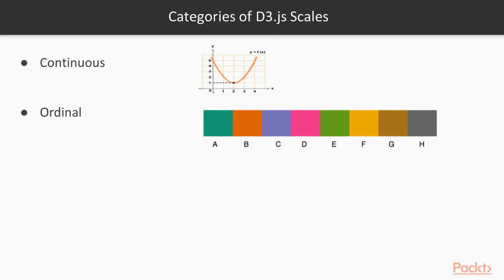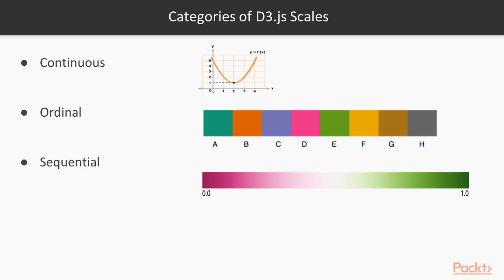Another common type of D3.js scale are the ordinal scales. Ordinal scales map a discrete set of input values to a discrete set of output values. A very common use of ordinal scales is mapping values to colors. This is demonstrated here by this quick picture of mapping these letters into a different color for each letter. Another type of scale are the sequential scales. Sequential scales are similar to continuous scales, as you can pass in any rational values into those scales. The difference being that the output values generally map to be between 0.0 and 1.0.